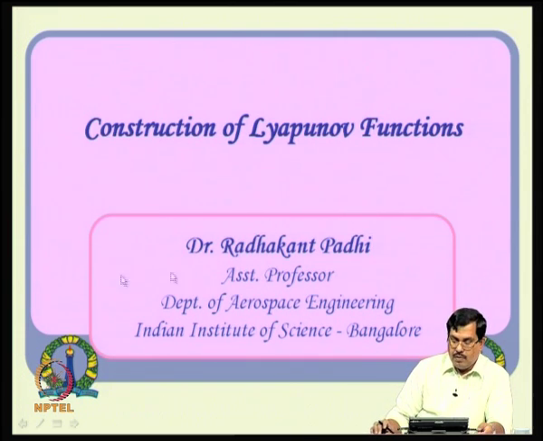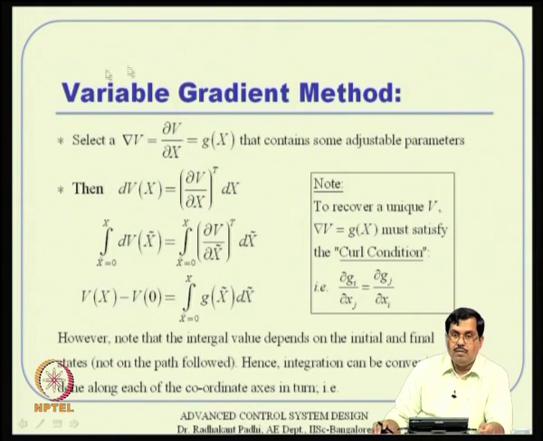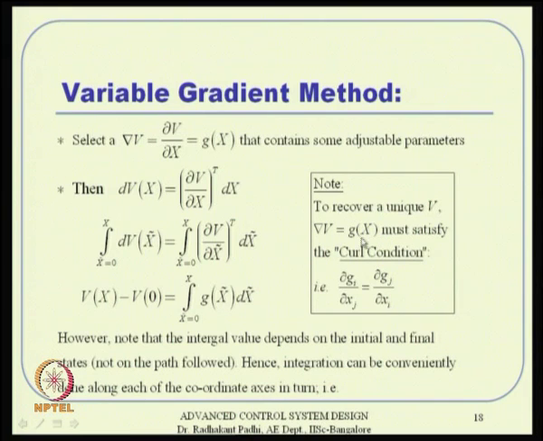Because of that we studied some ideas for constructing Lyapunov functions, and one of the ideas happens to be the variable gradient method, where you do not select V, but you select a gradient vector del V by del x. Once you select a gradient vector del V by del x, we will be able to solve for V from that expression, integrating one component direction at a time. But the point here is this g of x must satisfy a curl condition. That means, if I take del g by del x, that matrix needs to be symmetric.